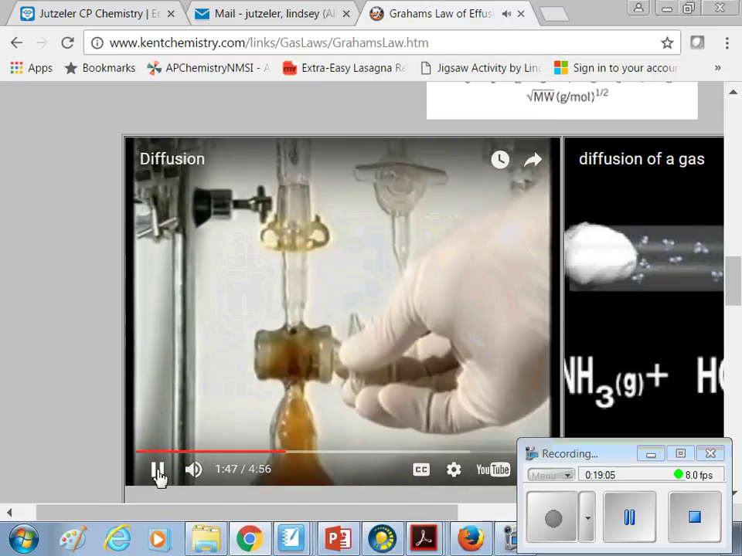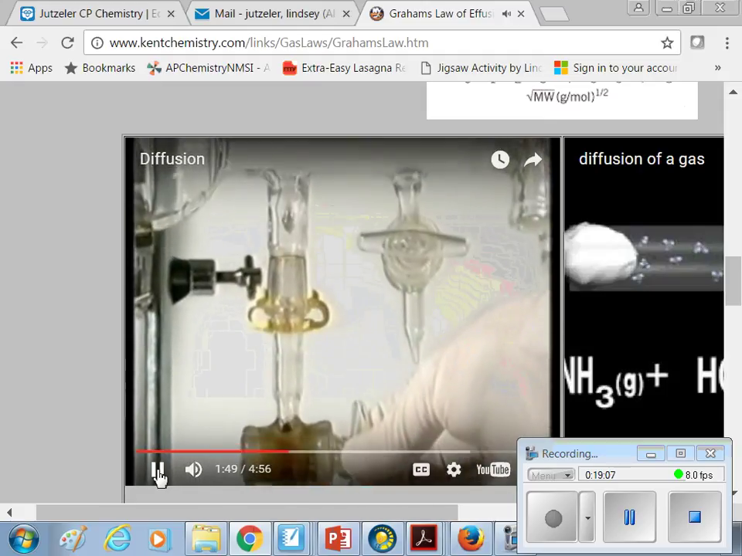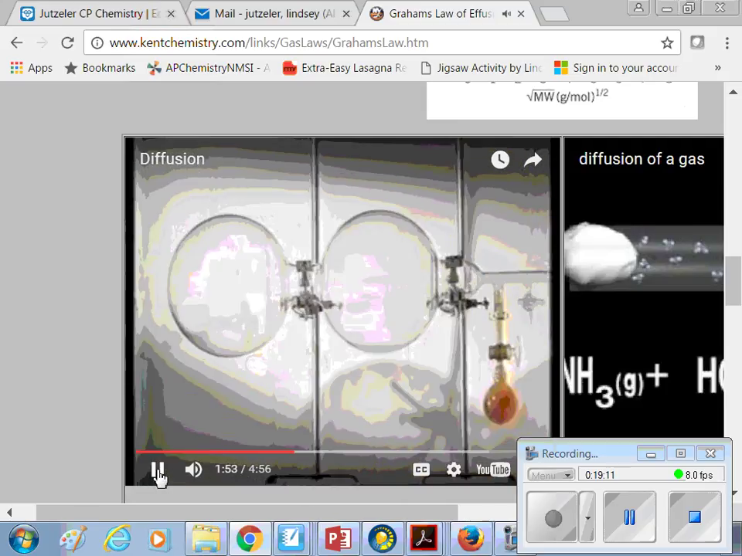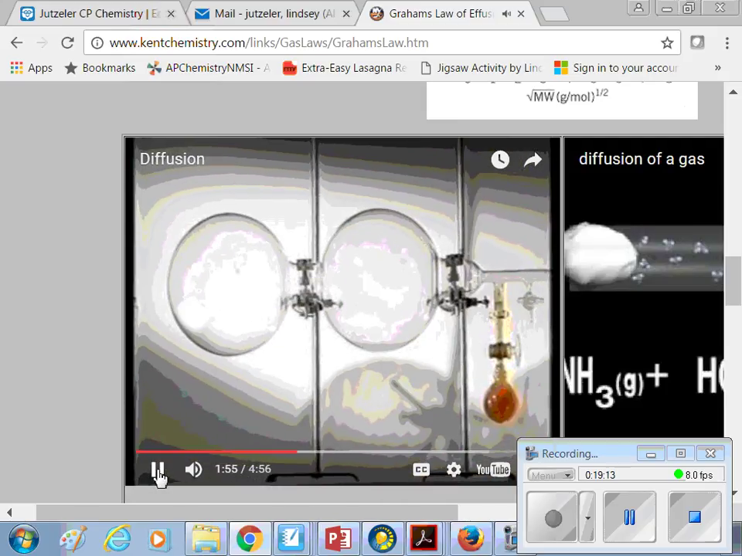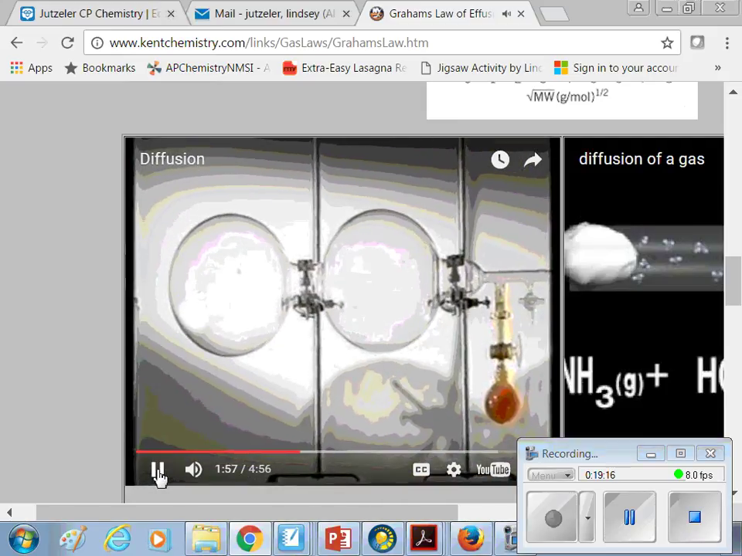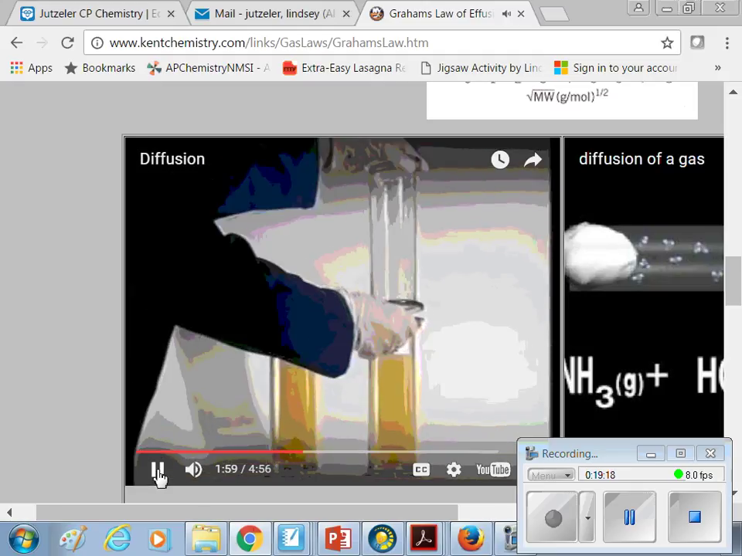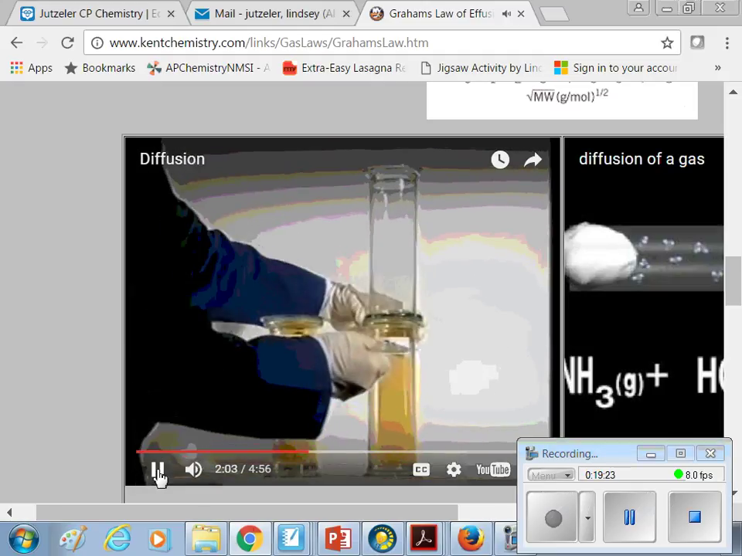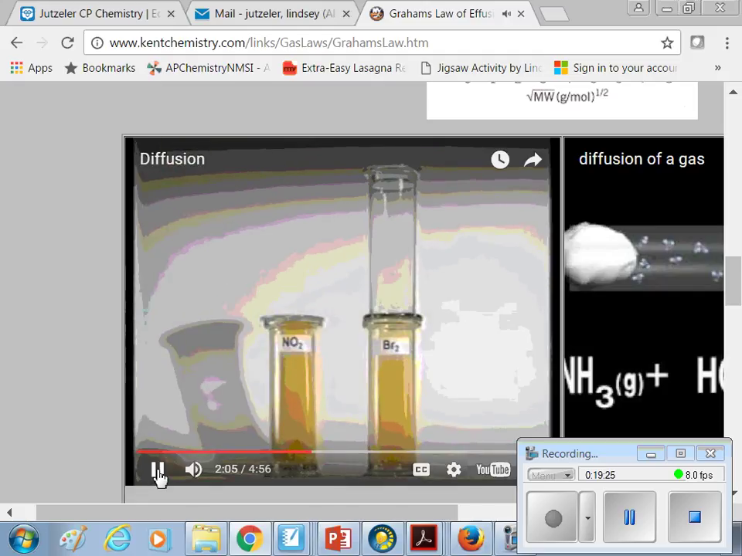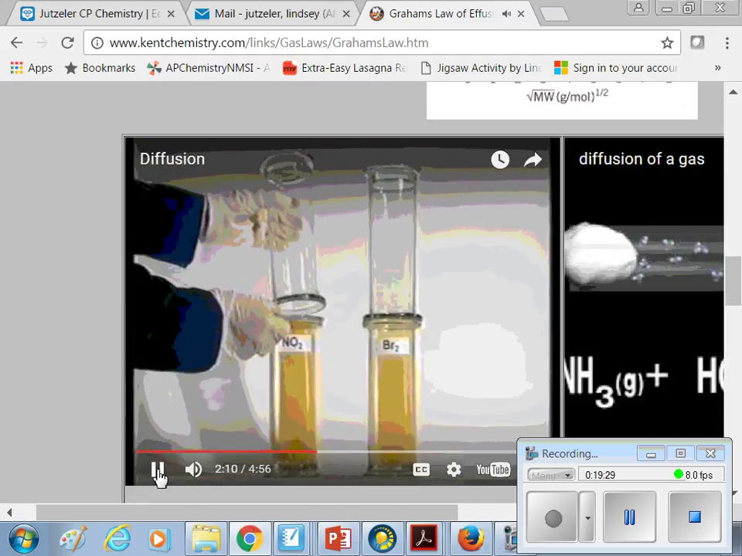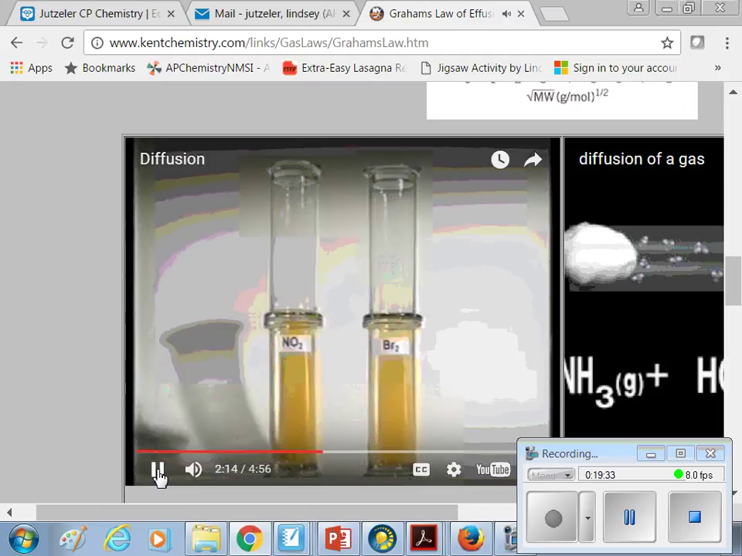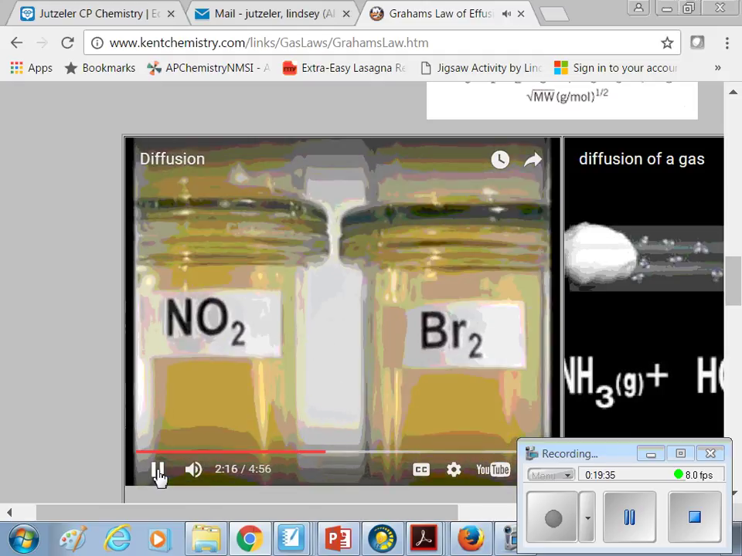See how slow the diffusion is when the flask is now full of air. It takes several minutes to get just this far. This simple setup can be used to compare the rate at which different gases diffuse into air. Nitrogen dioxide gas on the left is similarly coloured to bromine on the right, but bromine molecules are much heavier.